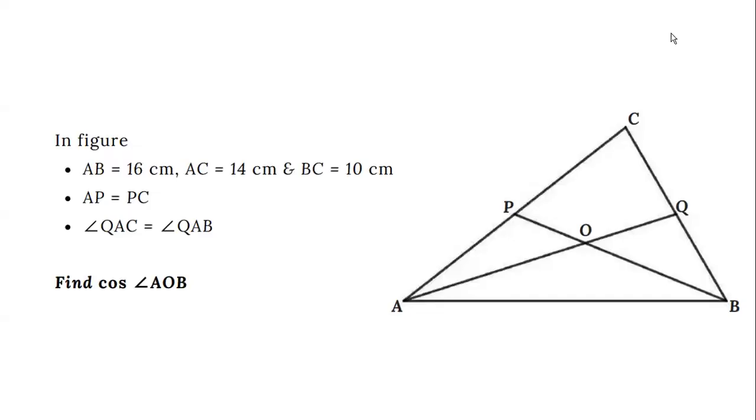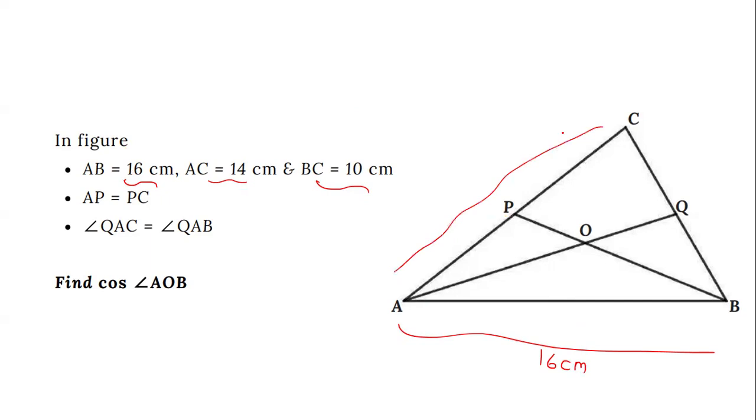So hello guys, in this video we are going to solve this problem. In this problem it is given that AB is equal to 16 centimeter, AC is equal to 14 centimeter and BC is equal to 10 centimeter. So this is 16 centimeter, this is 14 centimeter and this is 10 centimeter, which is given in the problem.